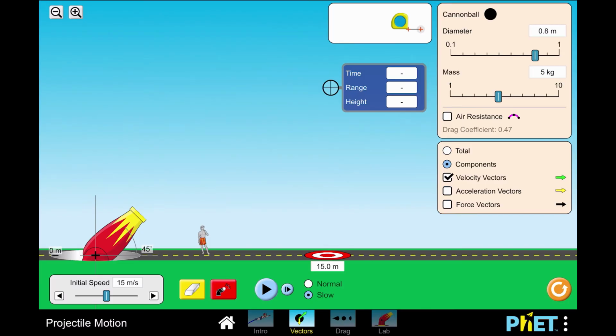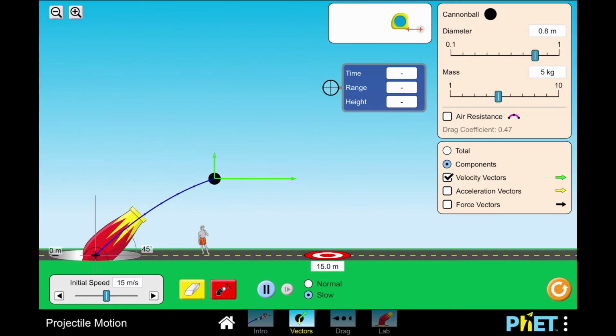Okay, so now let's see what happens if we fire it from an angle. So we have an angle here of 45 degrees. We have a height of 0 meters. So we're looking at breaking up our velocity into components again. So now when we fire the cannon, think about it. What is our horizontal and vertical component?